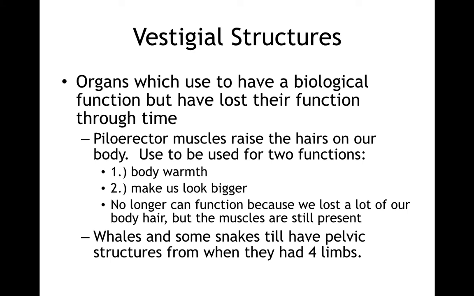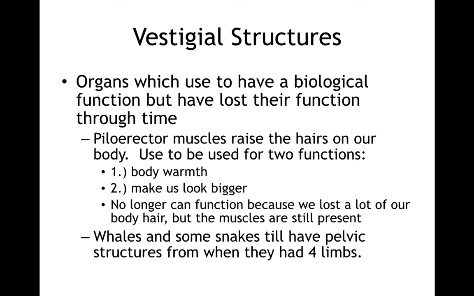So vestigial organs, these are organs which used to have a biological function but no longer have a biological function. And this fits in with evolution because it would make sense. If evolution were occurring, you'd expect to find some organs which are no longer useful in organisms that are still there because they used to have use. And it takes time to lose them.